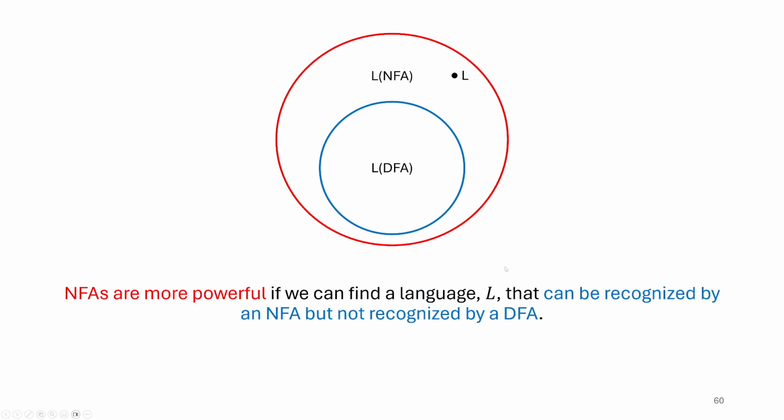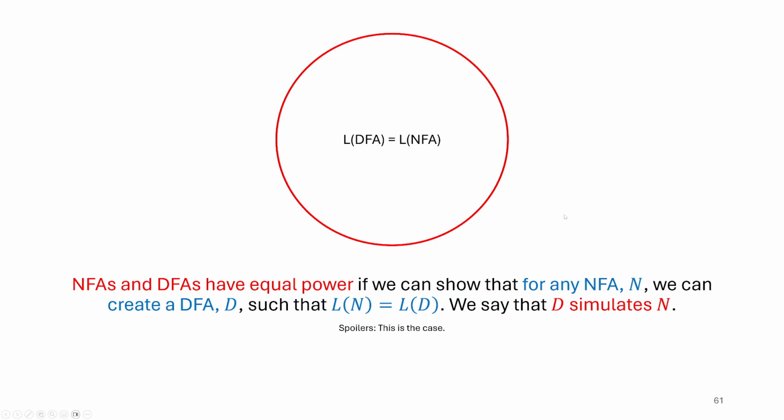So that leads us to this question. If we can find a language here in this part of the diagram that can be solved by an NFA, but it cannot be solved by a DFA, then that would be sufficient to show that the NFAs are more powerful. We would say NFA is a more powerful model of computation. It can do more things. It can solve more languages. However, that's not the only possibility. The other possibility is that they might have equal power.